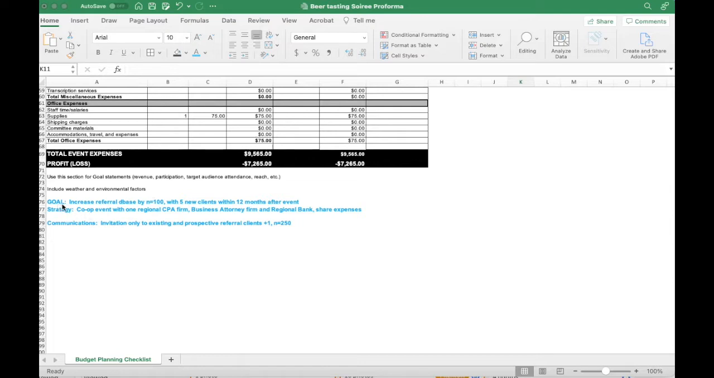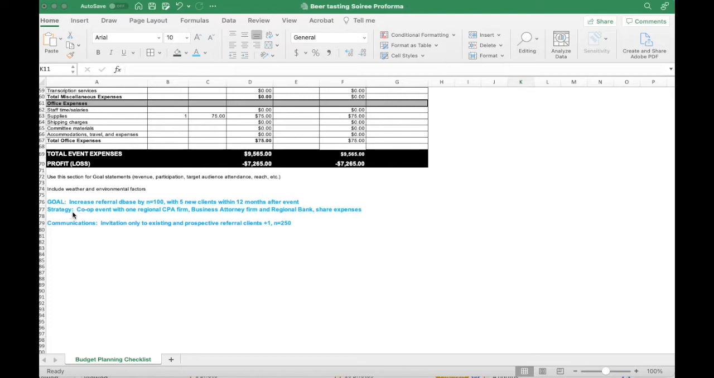So the goal for this one is to increase the referral database by 100. I want to add 100 new people to our referral database. And out of that, I want 5 new clients within 12 months after the event. Now, that is a SMART goal. It's specific, measurable, attainable, realistic, and time bound.